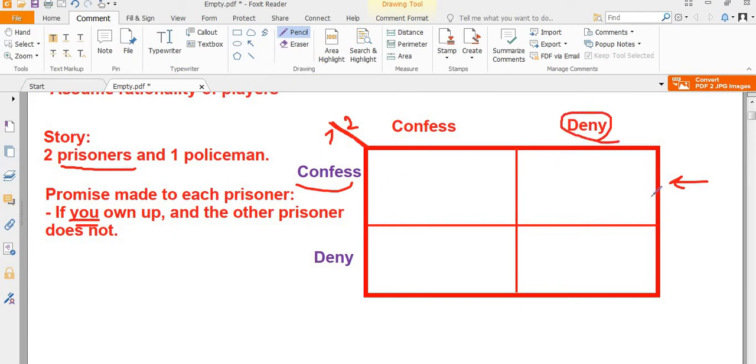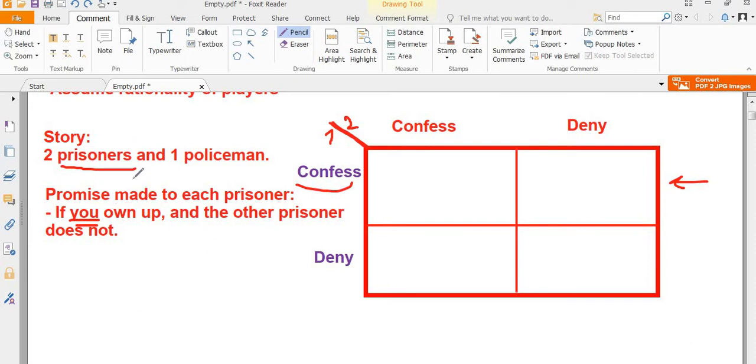So if you confess and the other prisoner denies, it means I'm talking about this cell, right? You confess, this row, and the other person denies, this column. Here essentially what I'm saying is prisoner 1 is a row player, because his decisions are the row heads, and player 2 is conventionally chosen as the column player. Why is he called the column player? Because his decisions are the column heads. These are the columns and these are the rows.